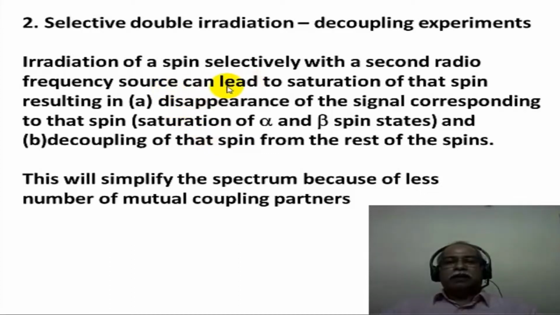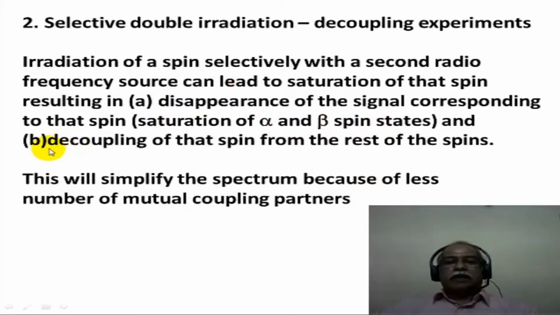Now, the second technique has to deal with the selective irradiation or the decoupling experiment. What happens in this experiment is that irradiation of a particular spin selectively using a second radio frequency source can lead to the saturation of that particular spin. In other words, you are promoting the spins from the ground state to the excited state, in other words from the alpha state to the beta state, and in the process, if you continuously irradiate the sample at that particular frequency, that spin will get saturated. In other words, the population becomes equal, and it is different from the equilibrium population that one expects. Now, this will result in two things. One is the disappearance of the signal, because there is no longer excess population in the ground state. So, the signal will vanish essentially because of the saturation of the alpha beta spin states.